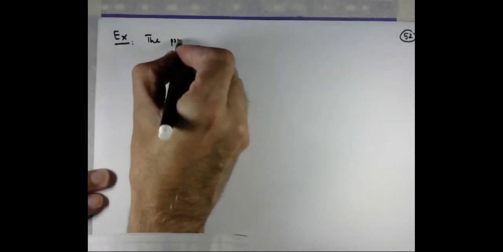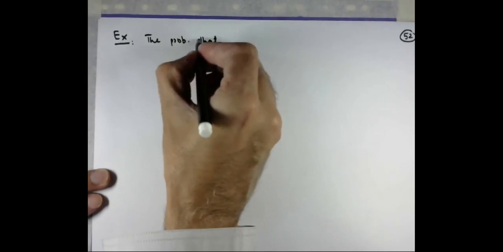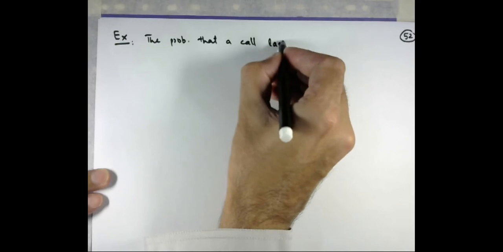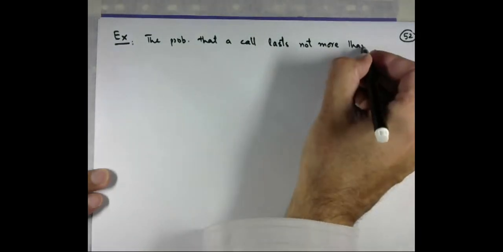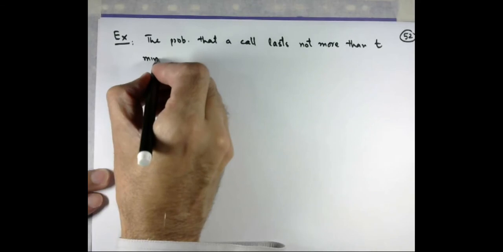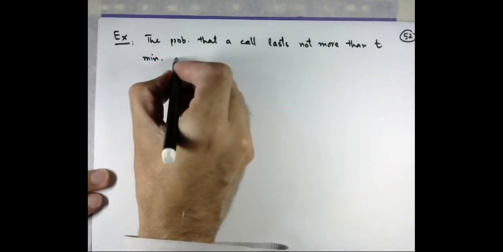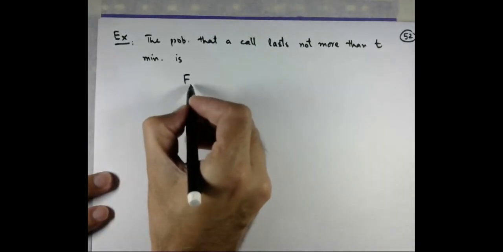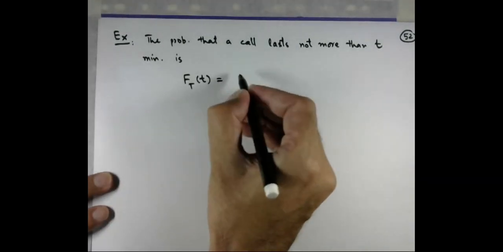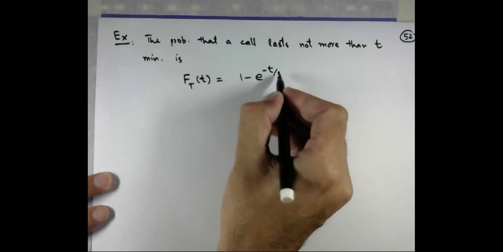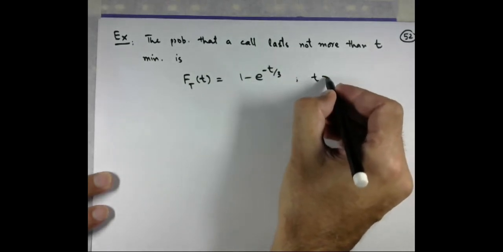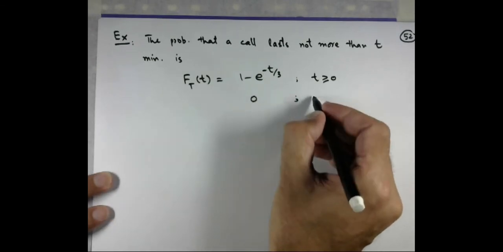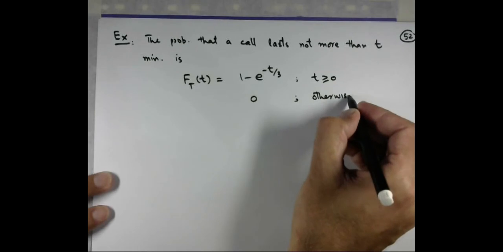So we say the probability that a call lasts not more than t minutes, which means the CDF, is cumulatively distributed as this: 1 minus e raised to power minus t by 3, for t greater than or equal to 0, and it is equal to 0 otherwise.